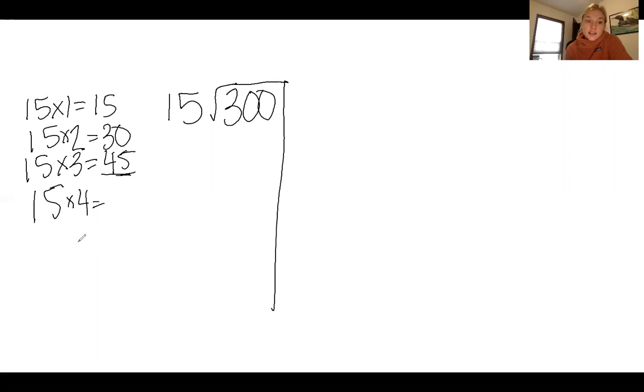So I could just stack it up like this if I needed to and say, oh, 5 plus 5 is 10. Put down my 0, carry my 1. 4 plus 1 and 1 more is 6. So I know that 15 times 4 is 60. Okay, well, let's just start there and see if we have enough math facts to get us through this problem. So 300 divided by 15. And you need a long line here, because you'll find out why we need that in a moment.